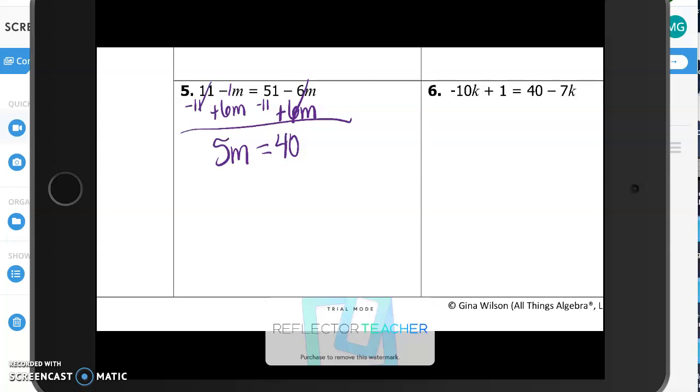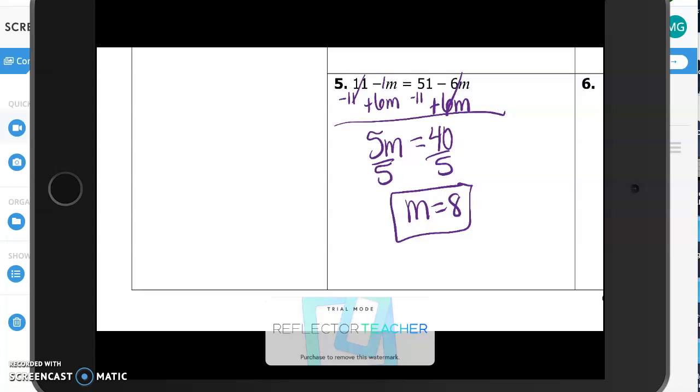So instead of doing 2 separate steps, I just did it all at once. That is not something you have to do if you don't feel comfortable with it. If you do want to do that, just make sure that you move constants to one side and variables to the other. So now I can just divide both sides by 5, and m equals 8. Just one little step shorter.